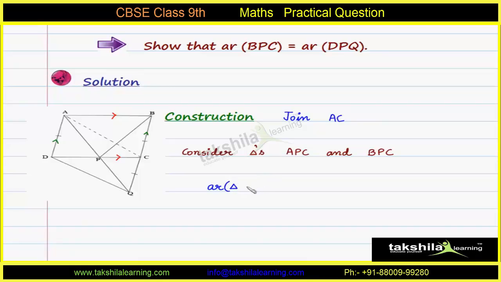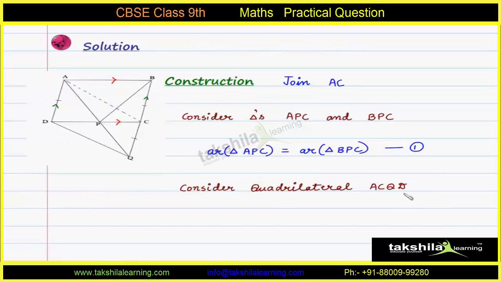Triangle APC is equal to area triangle BPC, and this we can call as our first. Now let us consider quadrilateral ACQD. So this is our quadrilateral ACQD. This we will consider, and in this quadrilateral we can see that AD is equal to CQ.